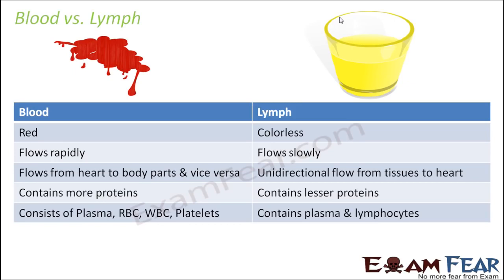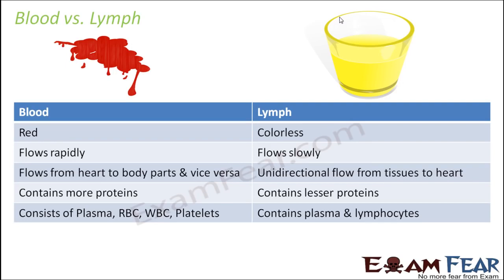Now let us have a quick comparison between blood and lymph, since lymph is a part of the blood because it is nothing but the leaked out blood plasma. So let us see how they are different from each other. If you talk about blood, it is red in color due to the presence of hemoglobin in the RBCs, whereas lymph is colorless. Blood flows rapidly, lymph flows slowly.